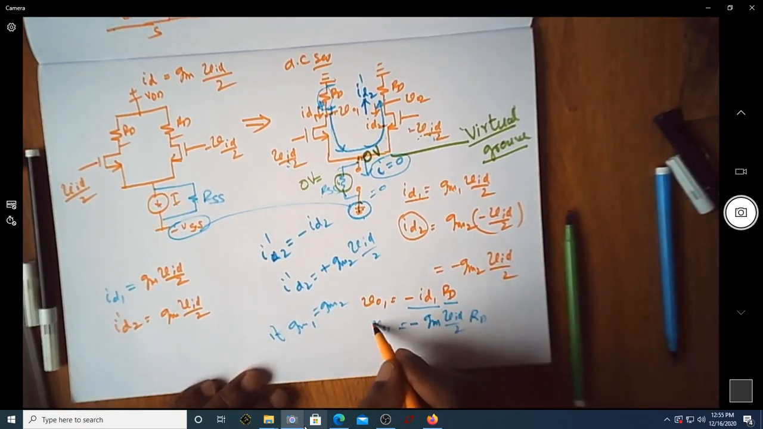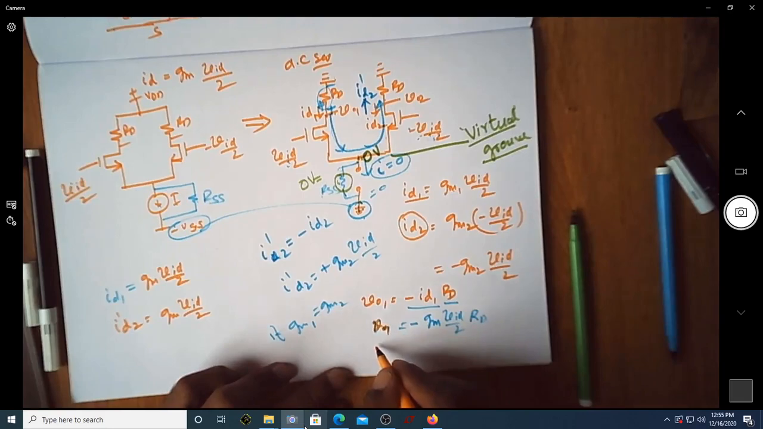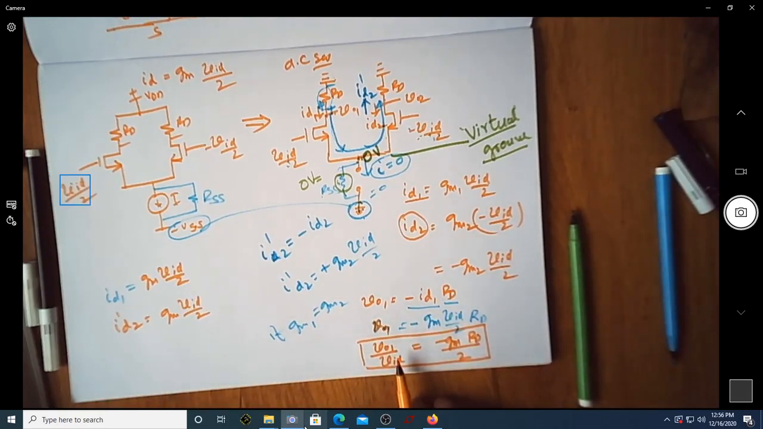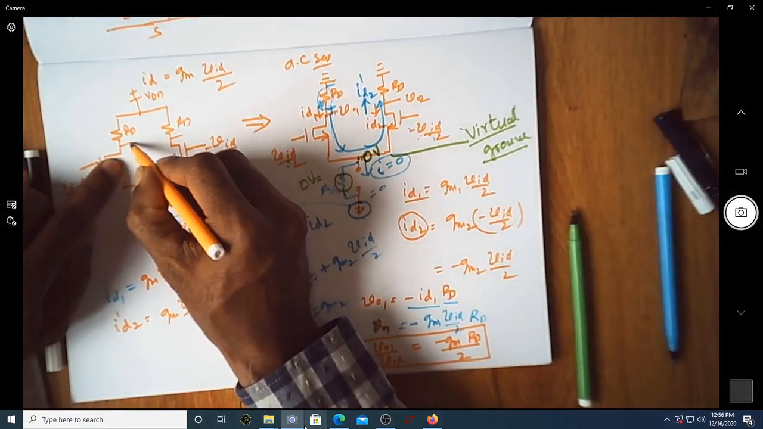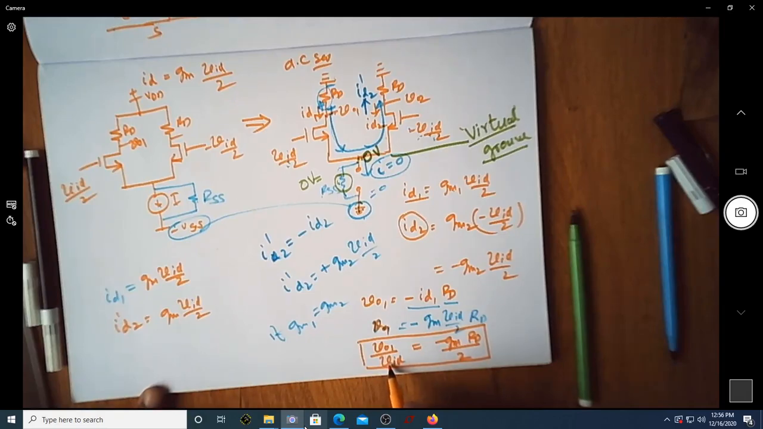When I say this V01, it is a single-ended measured output voltage. So now I can write V01 by VID as equal to minus GM into RD by 2. Suppose you write V01 divided by VID is equal to minus GM into RD by 2. So what is this V01? V01 is the voltage measured at this point with respect to ground, and divided by VID it is given by minus GM into RD by 2.